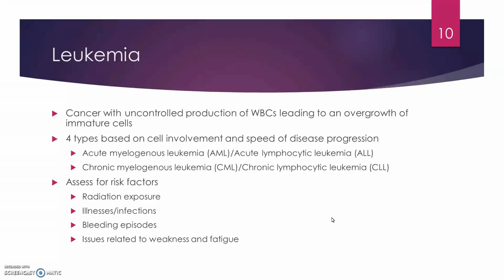White blood cells, so we can talk about leukemia, that's a major one. It's uncontrolled production of WBCs, but the bad thing about that is that it tends to drop your other lines, so you tend to get anemia because you're not making red blood cells, and thrombocytopenia because you're not making platelets. There are four major types: whether it's acute or chronic, and whether it's lymphocytic or myelogenous. Risk factors would be radiation exposure, illnesses, infection, bleeding episodes, or weakness and fatigue, and having issues related to that.